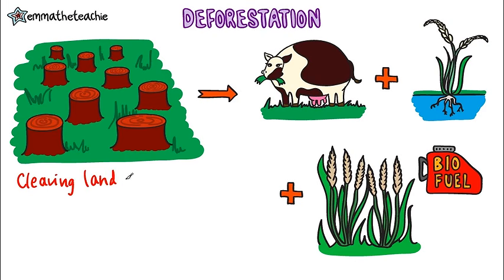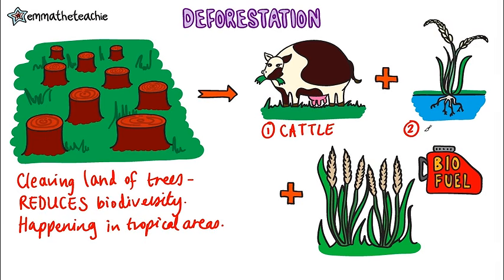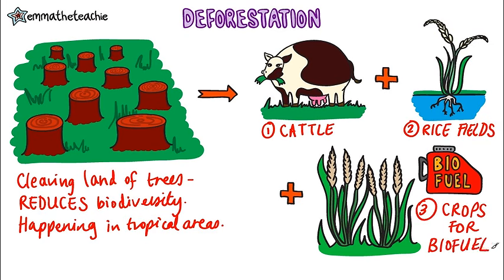Deforestation is also reducing biodiversity, which is when land is cleared of its trees. This is happening particularly in tropical areas like rainforests. It's cleared for a few different reasons. First of all, to make room for cattle, and also for rice fields. And the third reason is to make room for crops that are used to make biofuel. Species like orangutans are now facing extinction as their habitats are taken from them.